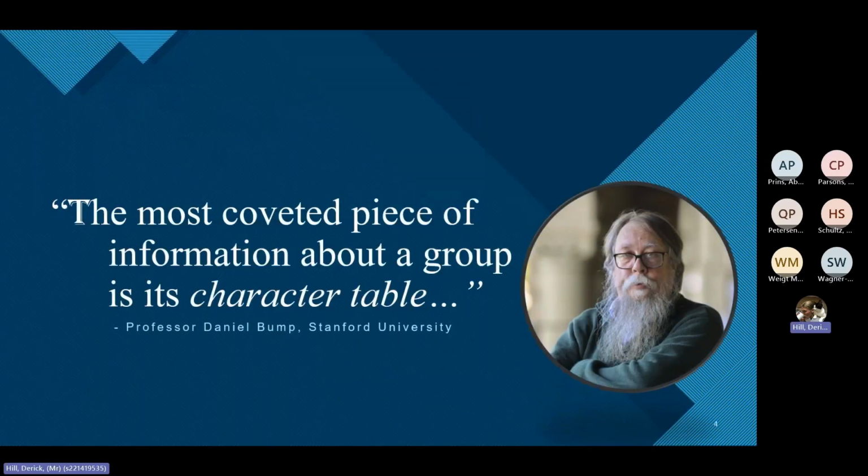Right, so a bit of motivation behind why we want to compute conjugacy classes of these group extensions. I have a quote here from Professor Daniel Bump of Stanford University, and he says, "The most coveted piece of information about a group is its character table." Now, I think my next hairstyle is definitely going to be this guy's.